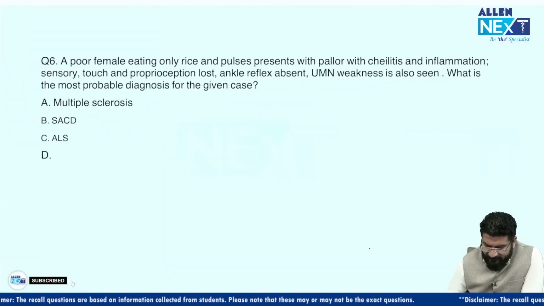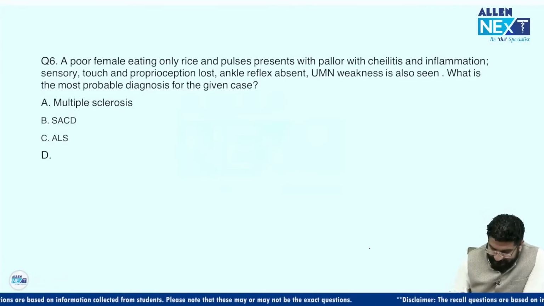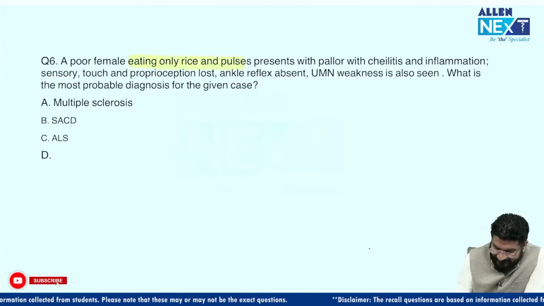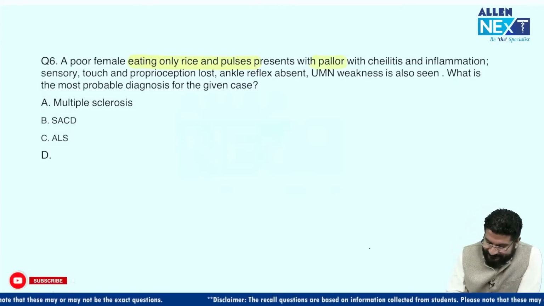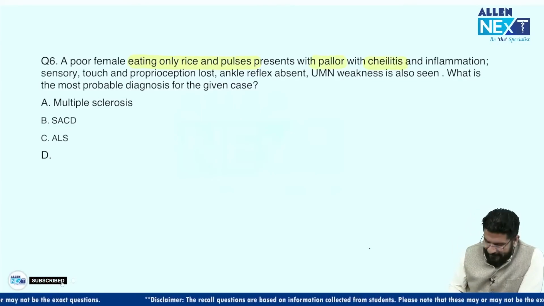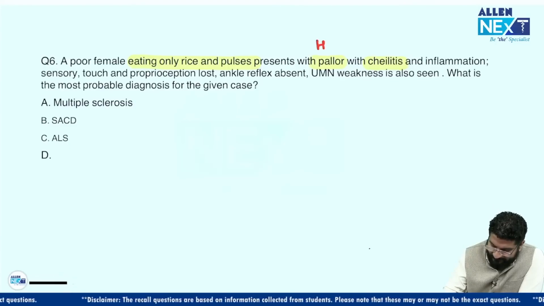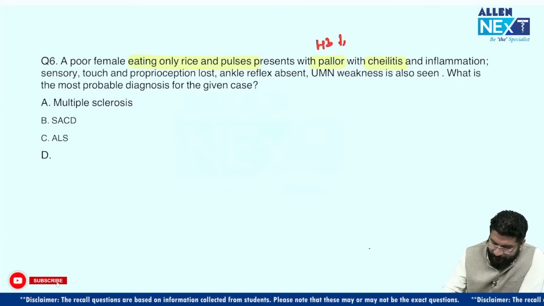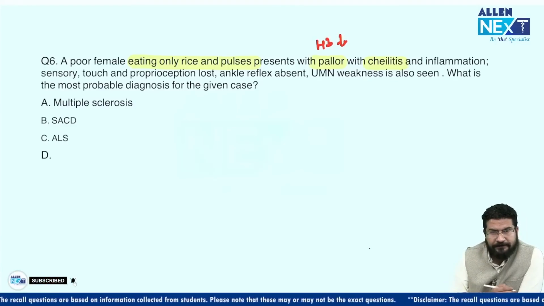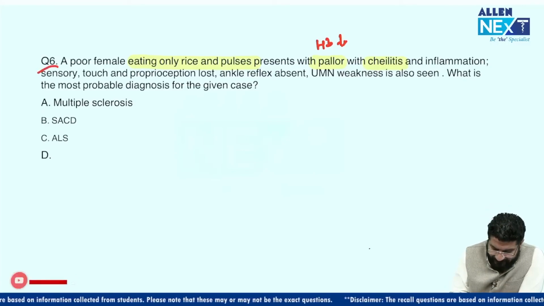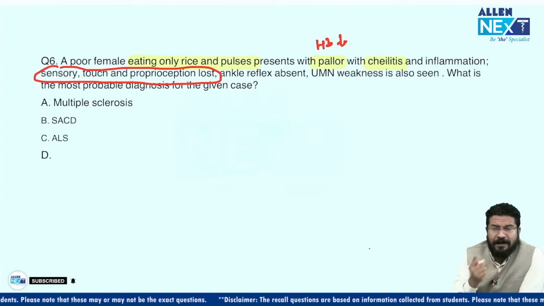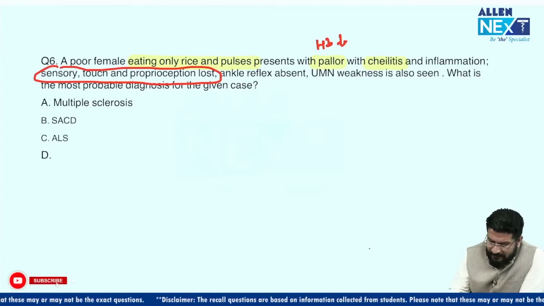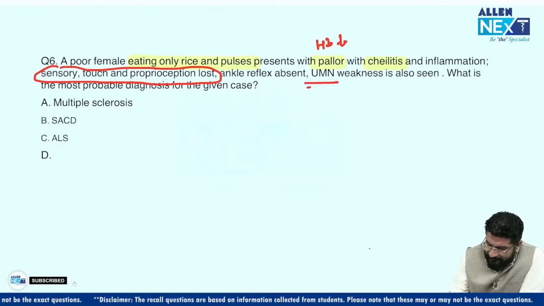A poor female eating only rice and pulses. This was the interesting line. Eating only rice and pulses means no non-veg food. Pallor, cheilitis. Pallor means hemoglobin is less. Cheilitis means it could be iron deficiency or B12 deficiency. Then they mention sensory touch and proprioception lost, which means neuropathy. So you all know this is a neuropathy. Then you can see UMN weakness.